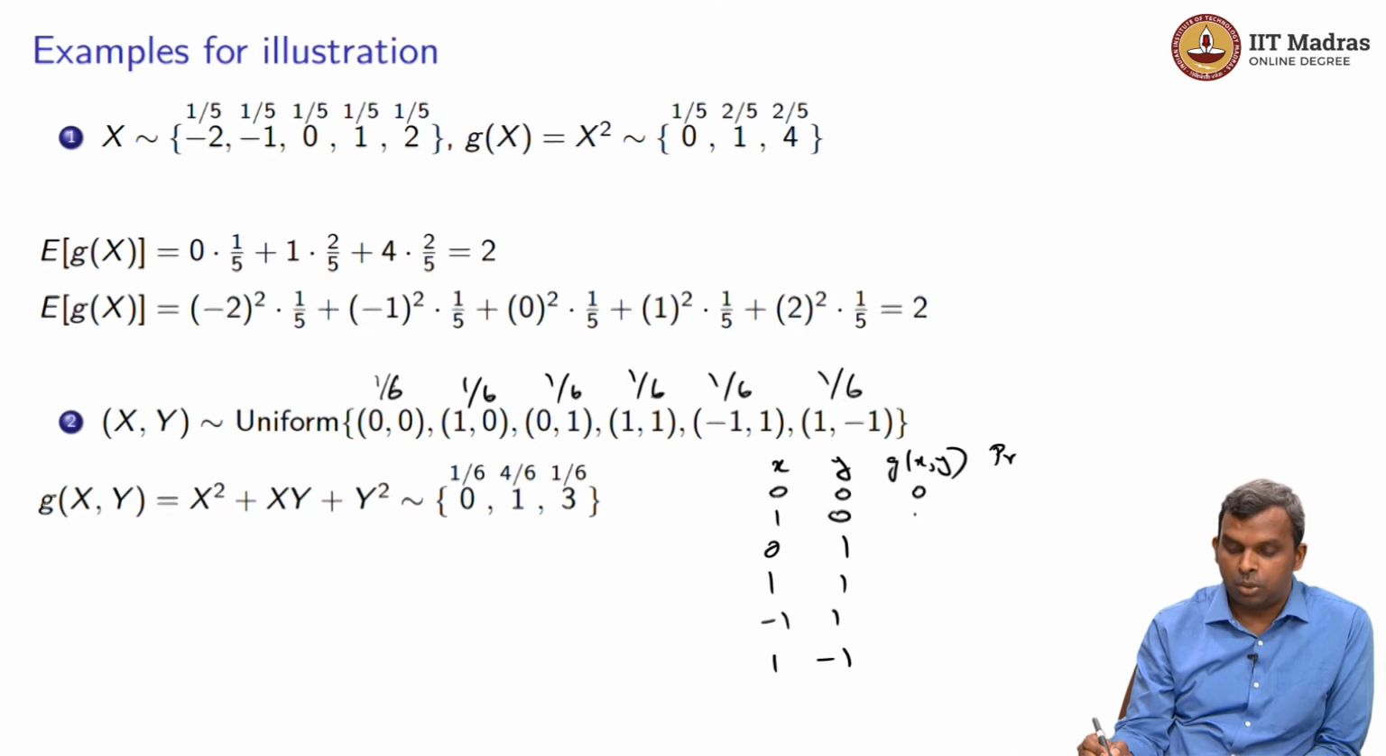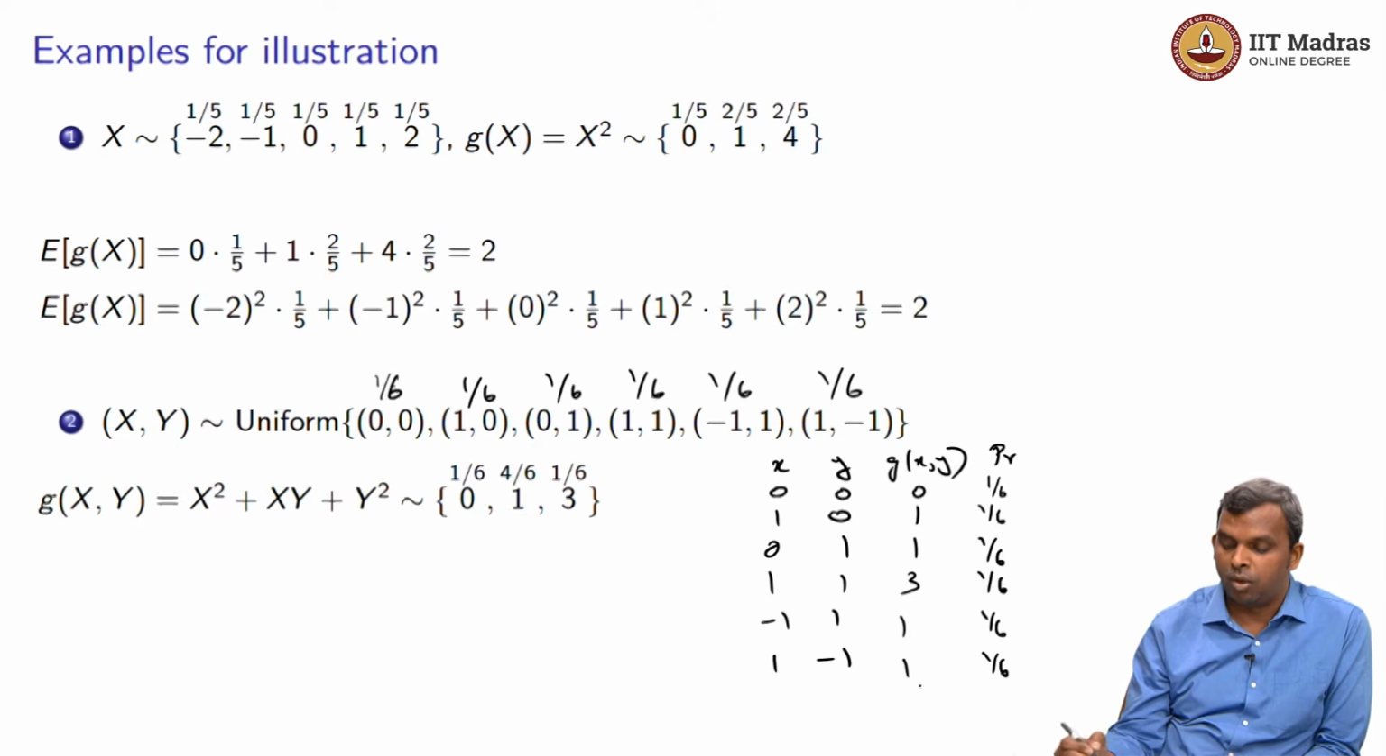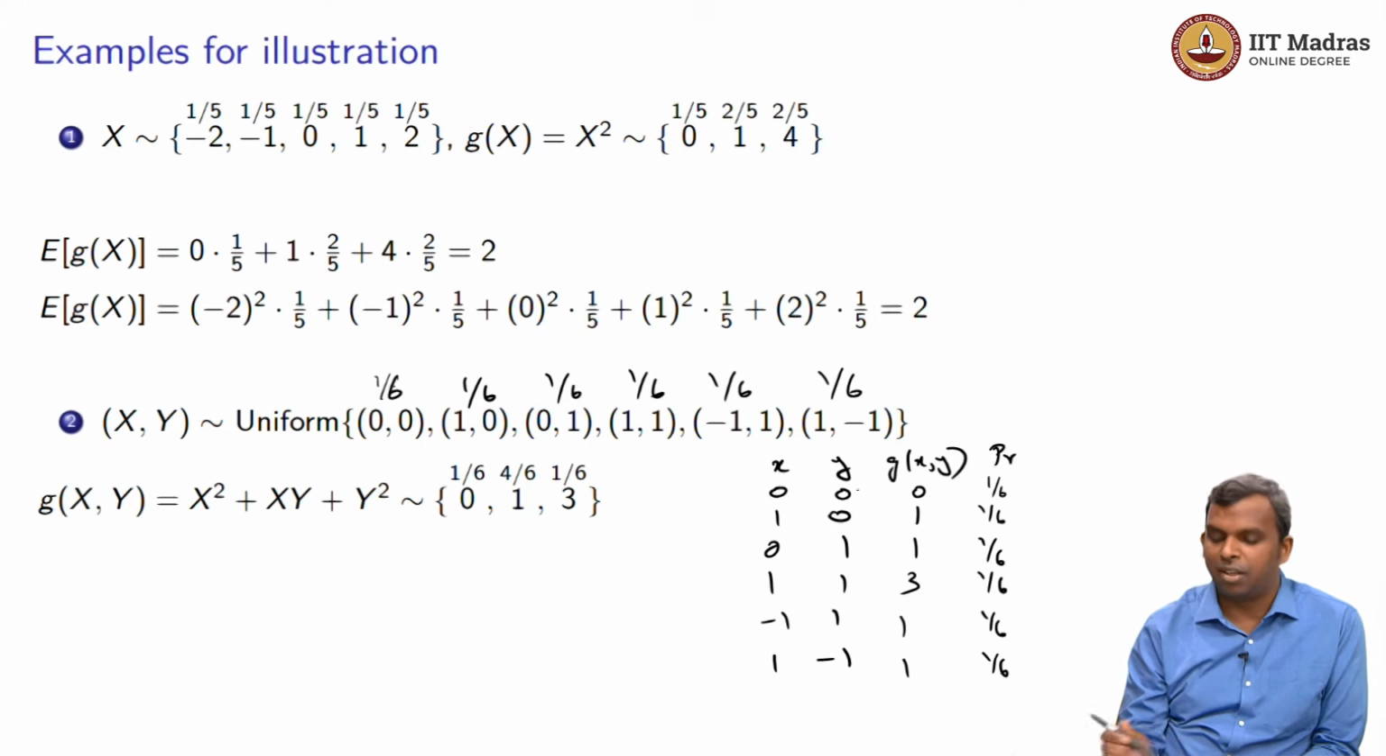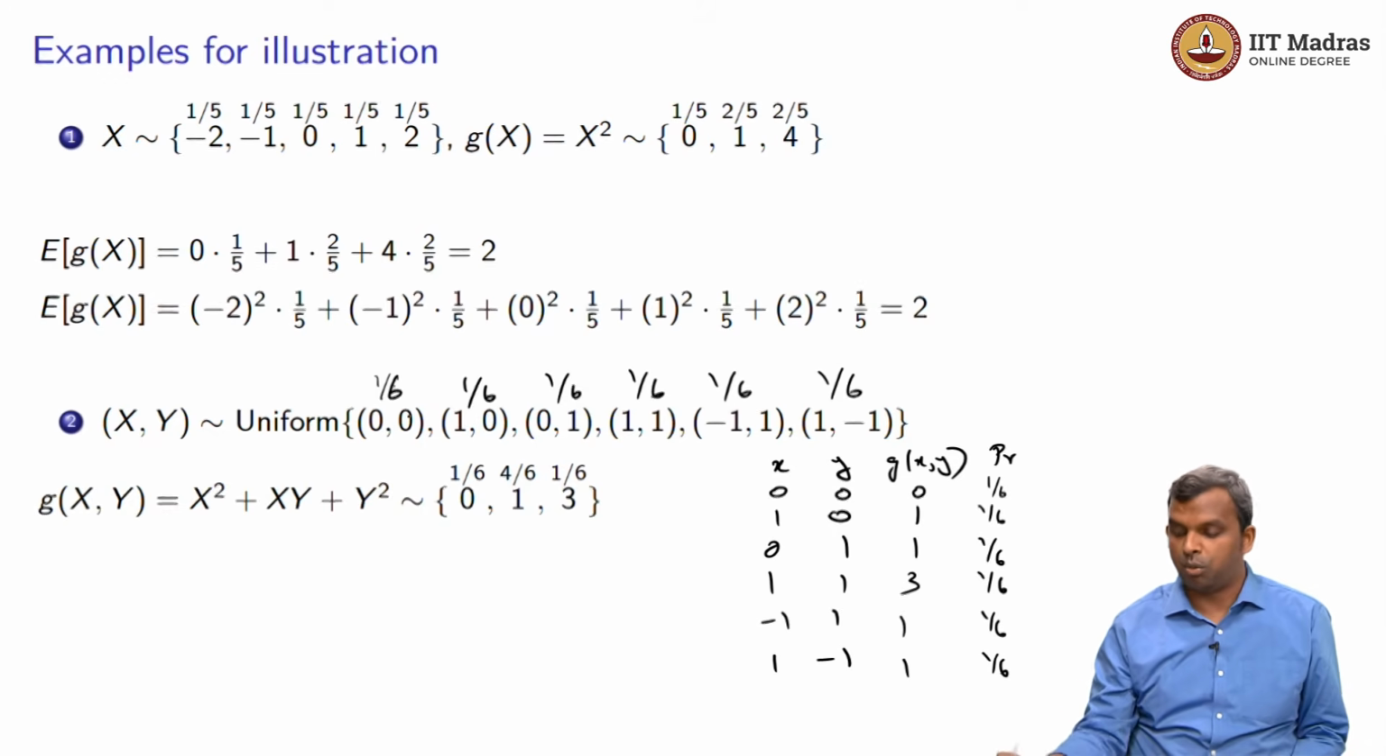It is 0 here, it's 1 here, 1 here, 3 here, this is also 1, 1. And so from here you can quickly find the probability. This is all 1 by 6, isn't it? Okay. So from here you can find the probability of g of xy being 0, that's just 1 by 6, being 3 it is 4 by 6, being 3 is 1 by 6, being 1 is 4 by 6. Okay, so it's easy enough to find out, and this is the distribution that I'm talking about.